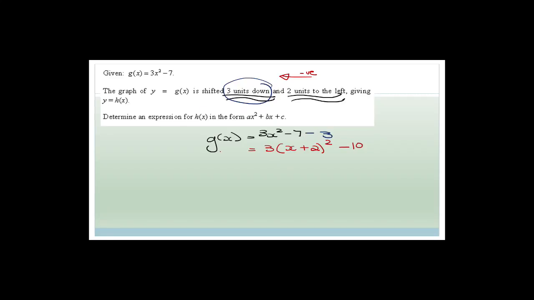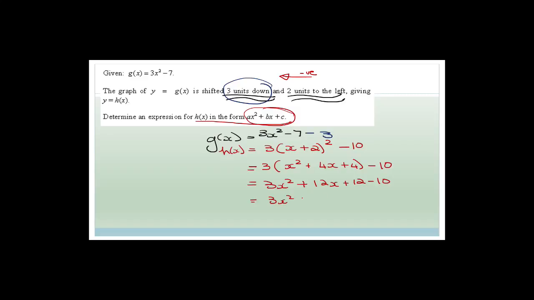But now they've said, and this is h of x, okay? But now they've said they want it in the form of ax squared plus bx plus c, which means we need to multiply this out and make it look pretty. So that becomes 3 times (x squared plus 4x plus 4) minus 10, which becomes 3x squared plus 12x plus 12 minus 10, which becomes 3x squared plus 12x plus 2. Okay, so there you go.